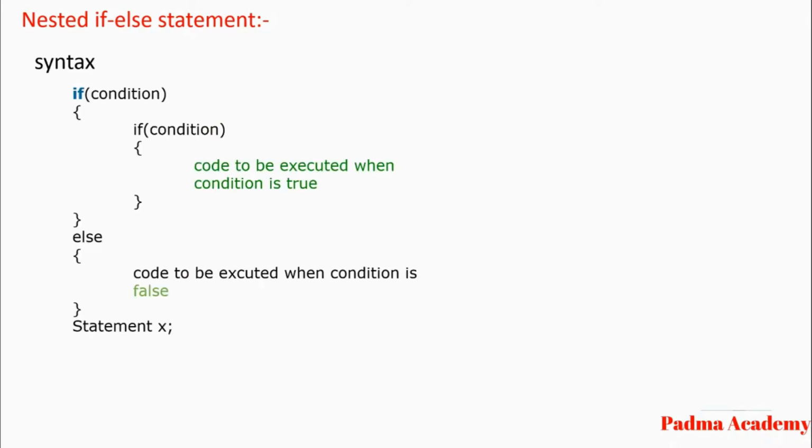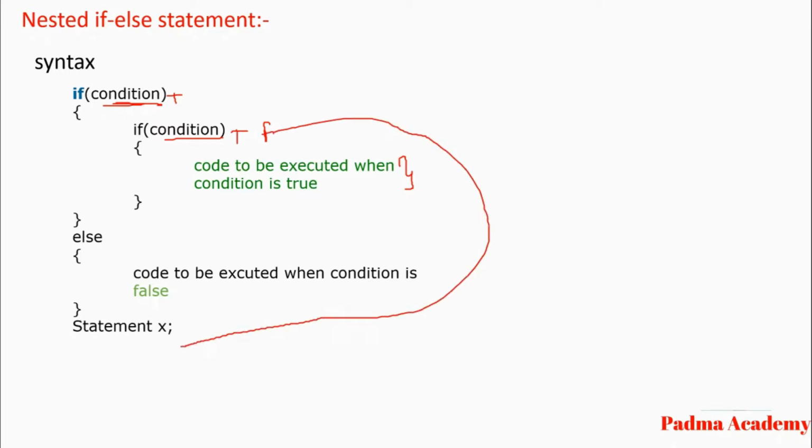Then the nested if else statement. The syntax for it is: if condition, and inside that if condition there is one more if condition. If the first condition is true, then the second condition will be checked. If this is true, then this block will be executed. If this condition is false, it will directly jump to the statement X. If the outer if condition is false, then it will go to the else part and execute the else part.